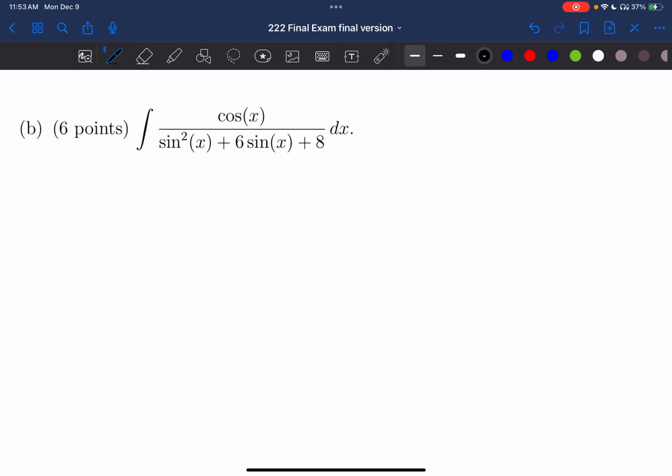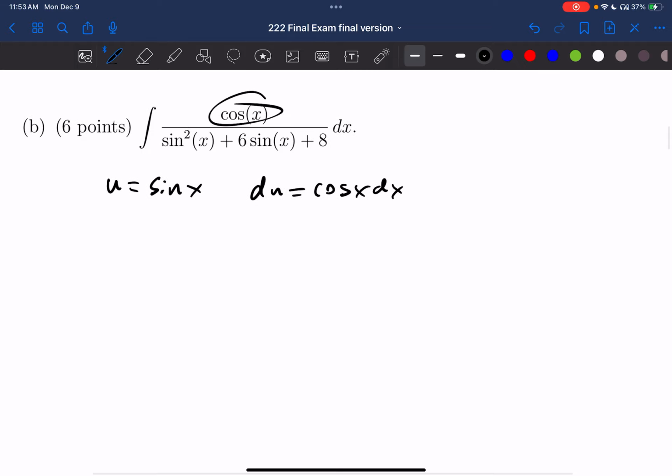Looking at this integral, it looks a little bit complicated, but once you realize the trick, it's not hard. The bottom kind of looks like a quadratic, so we want to think of partial fraction decomposition. But how do we get it in the form of partial fraction decomposition? For example, let's say u is equal to sine x. Then du will be equal to the derivative of sine, which is cosine x dx. We see the cosine, and this cosine will cancel. This will leave us with 1 over, replacing sine with u, u squared plus 6u plus 8 du.